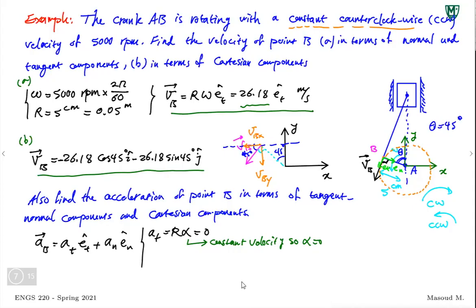Now we'll just go to our normal component. AN is R omega squared. Now, that we can calculate, right? Or V squared over R, depending on which one you want to use. You can use both because you know the magnitude of V, and you know what omega is. So either of these works.